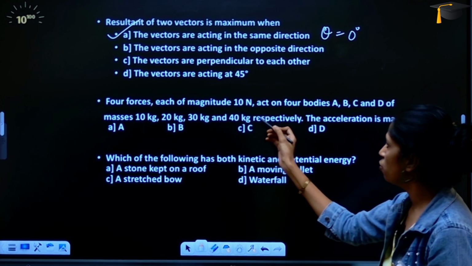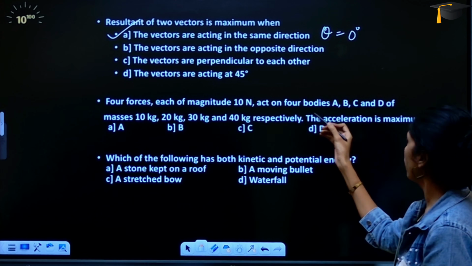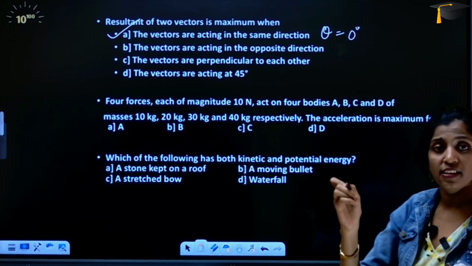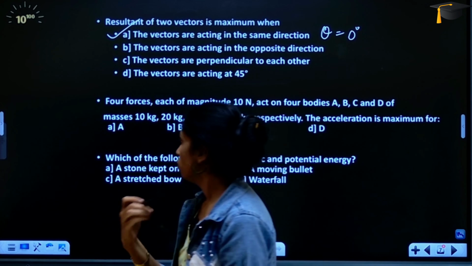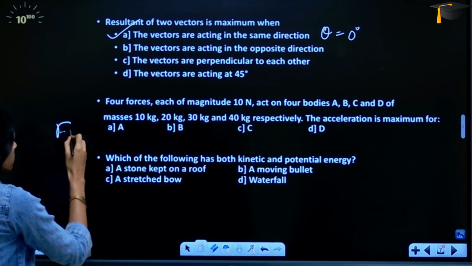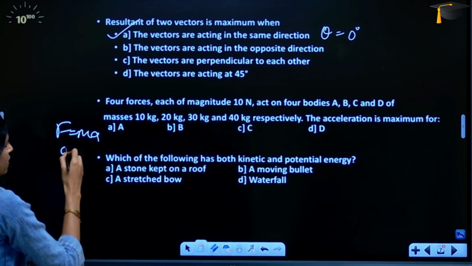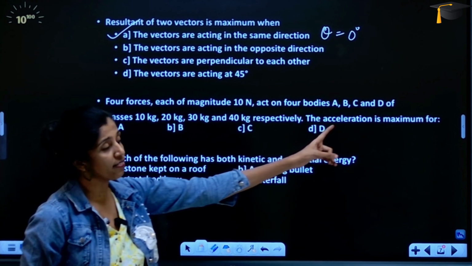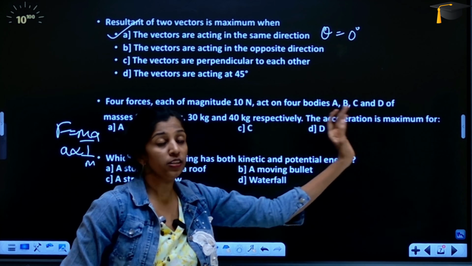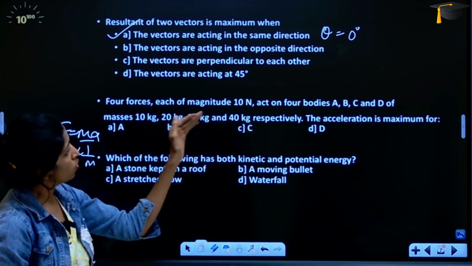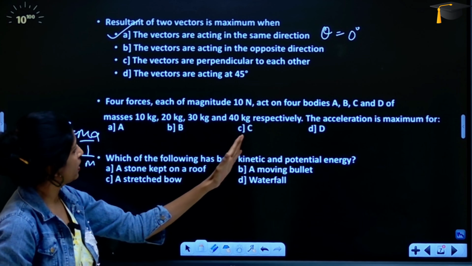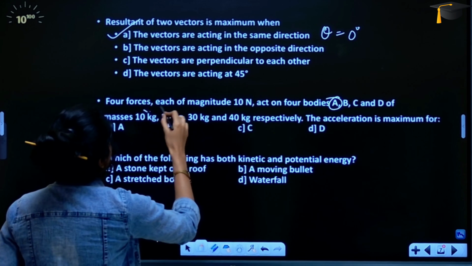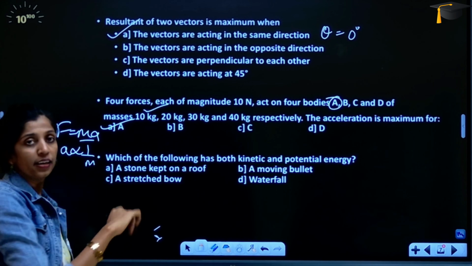Now moving to the next question. Four forces each of magnitude 10 Newton act on four bodies A, B, C, D whose masses are given. In which case is acceleration maximum? We know this formula, right? F equals ma, where acceleration is inversely proportional to mass. Therefore, acceleration is maximum for the case where mass is less. So out of A, B, C, D, in which case is the mass less, students? Of course, it is A, 10 kg, right? So option A will be the correct answer.